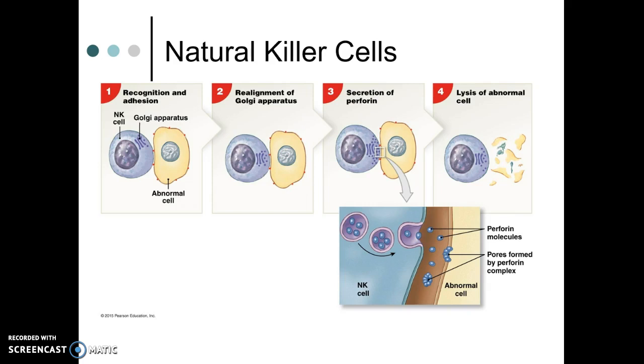And then the Golgi apparatus releases a chemical called perforin, and you can see in this bottom part of the illustration that perforin creates a hole in the abnormal cell, and by doing that it causes lysis of the abnormal cell. Basically it wreaks havoc with the osmotic balance of this cell and causes it to simply explode because it fills up with fluid and just simply explodes.